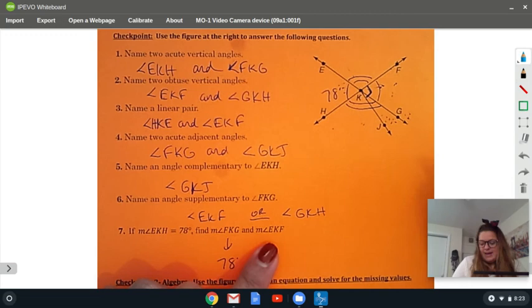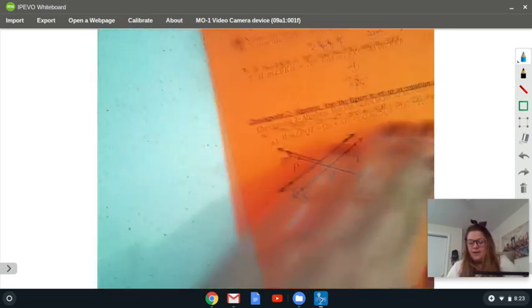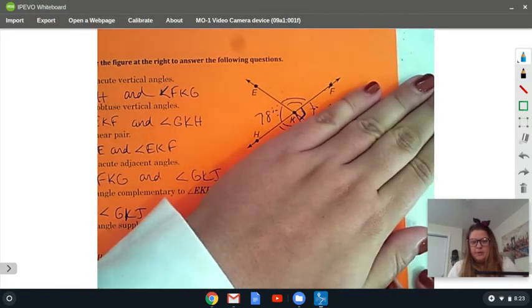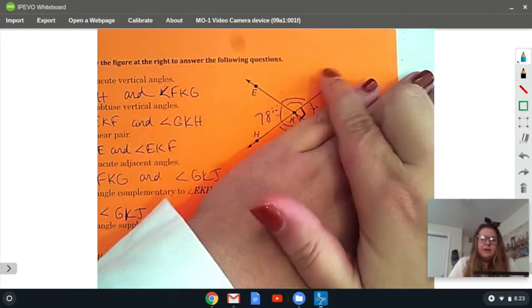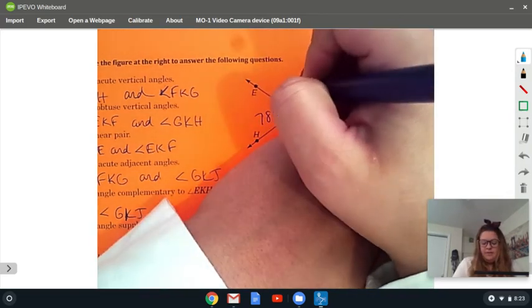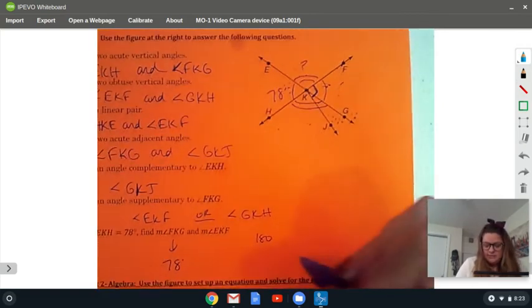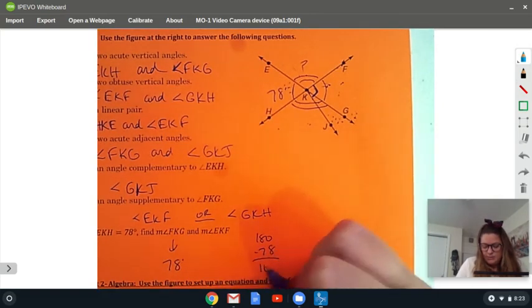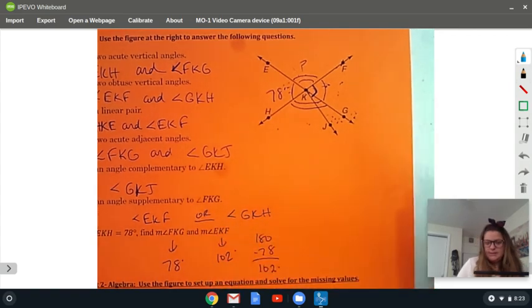What about EKF? Okay, well, if I cover up part of this picture, these are on a straight line together. They are supplementary. They are a linear pair, so they should add to 180. So in order to find this one, I'm just going to do 180 minus 78. That gives me 102. So this would be 102 degrees.